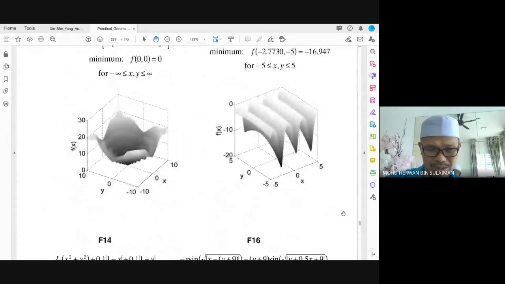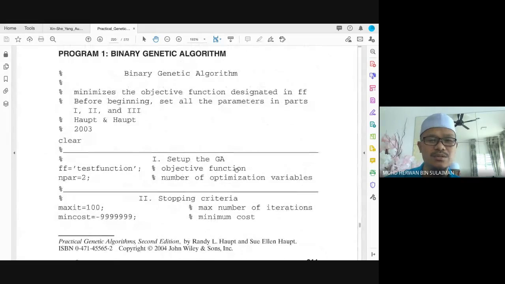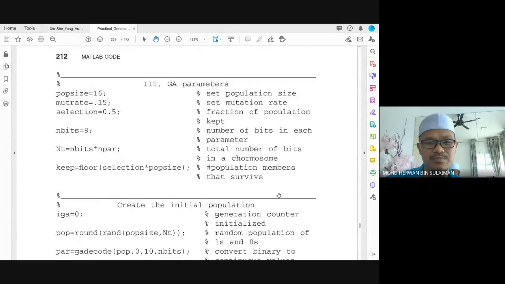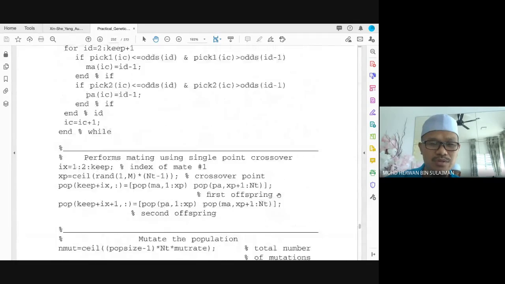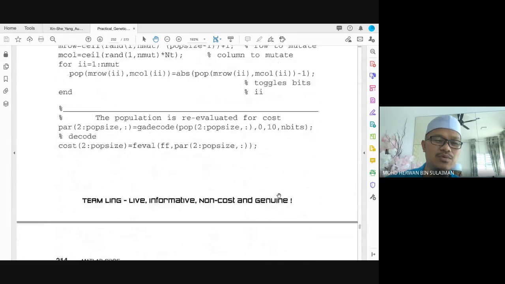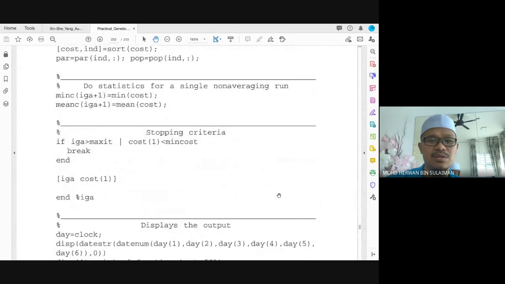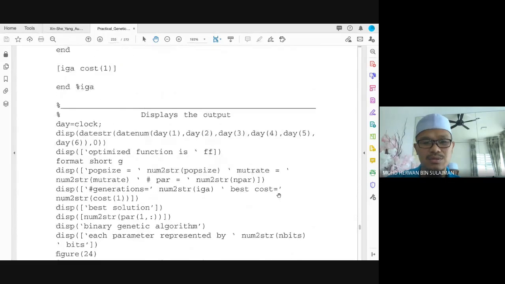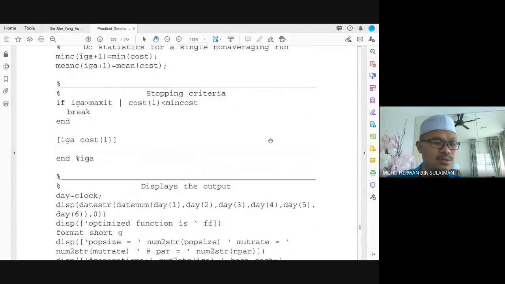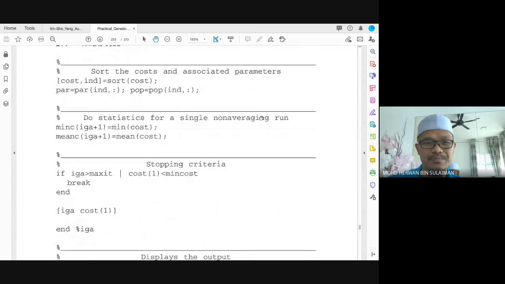During that time, I typed the MATLAB code one by one, retyped it, and ran it, and there was no error. So this is the beauty. This is a very good book. You can use it to understand the genetic algorithm in detail, whether binary or continuous. Later I will upload it in WhatsApp because it is only about 5 megabytes.